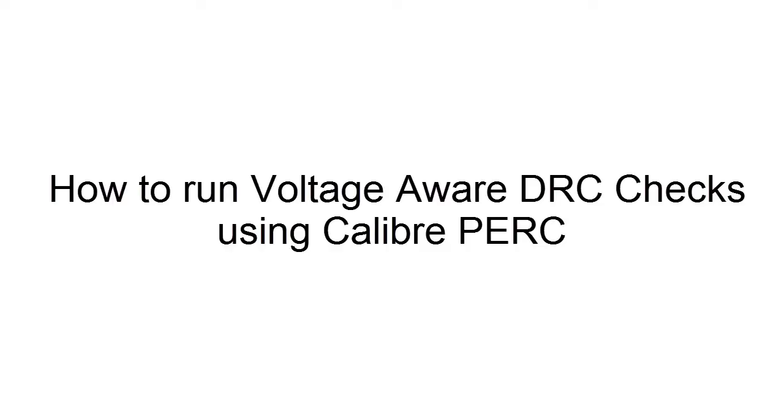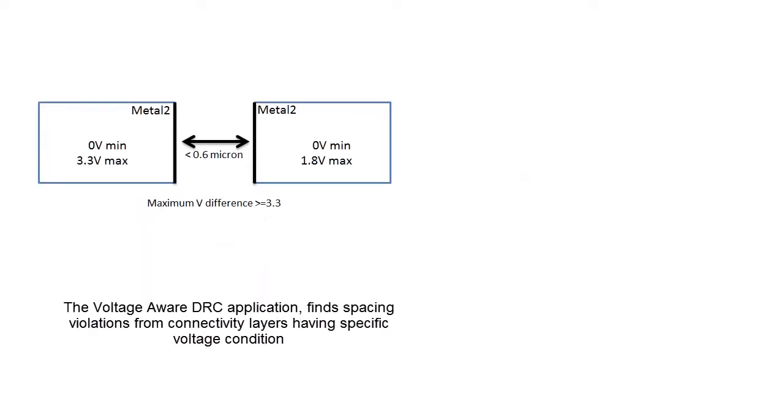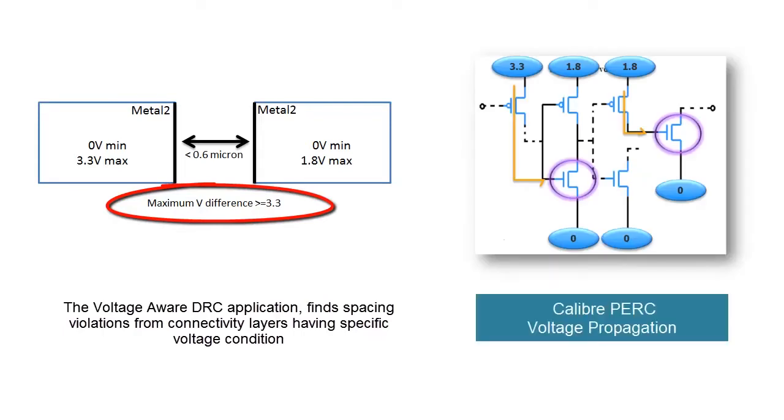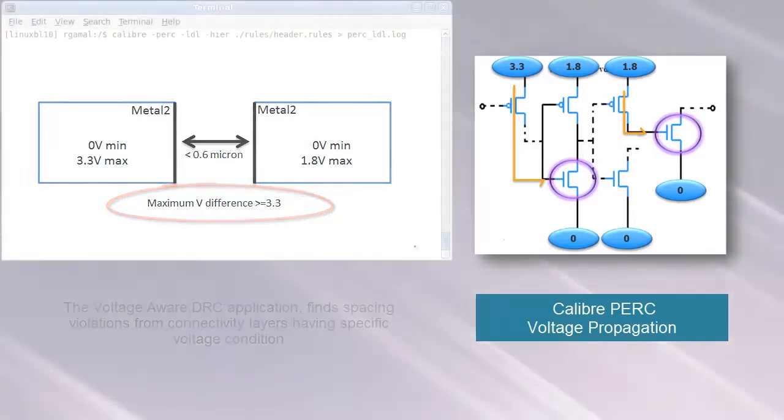Hello, today I'm going to show you how to run Voltage Aware DRC checks using Calibre PERC. The Voltage Aware DRC application finds spacing violations from connectivity layers having specified voltage conditions. Calibre PERC uses the static voltage propagation technique to help you label the voltages across the design.